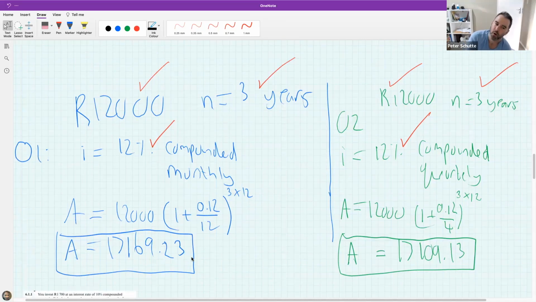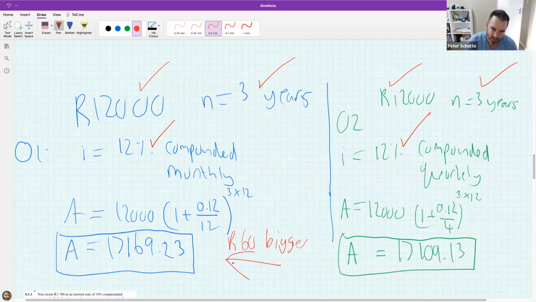Okay. Option number one is the preferred option because it is a bigger amount of money. This is 17,169. This is 17,109. This is about 60 Rand bigger. Now, I want to ask you, why is this one bigger when so much of this question is the same? Does anybody know why the one on the left is bigger? Because what's causing it to get more money?